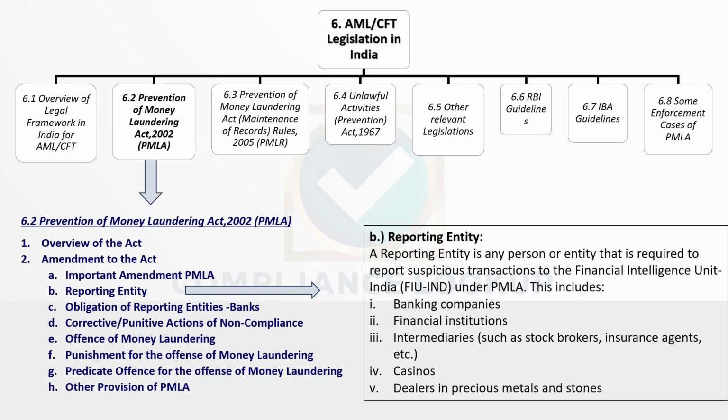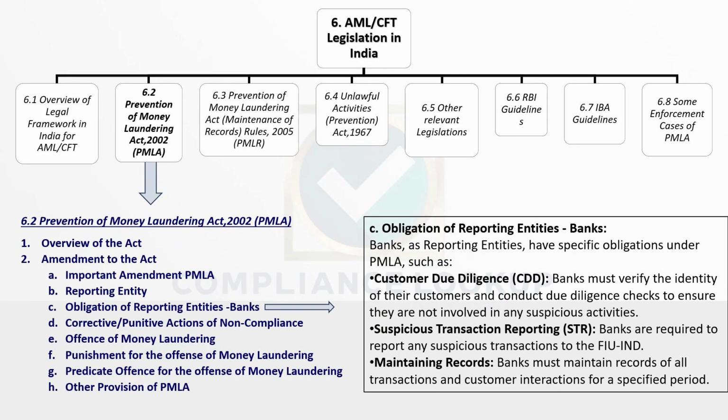Example: a jeweler who sells diamonds worth Rs 50 lakh in cash would be required to report this transaction to FIU-IND to ensure it isn't part of a money laundering scheme. C. Obligation of reporting entities.